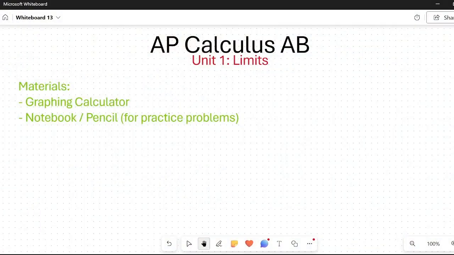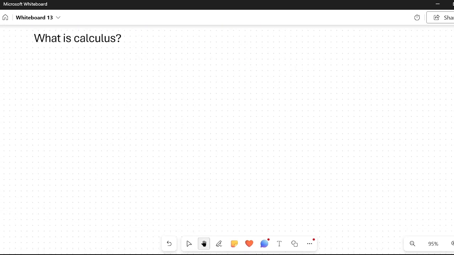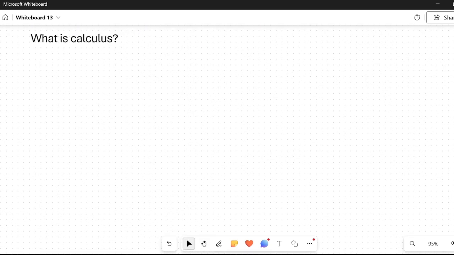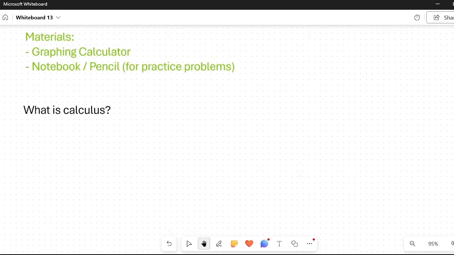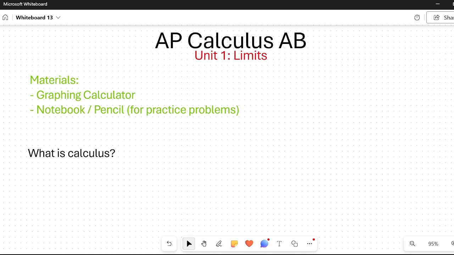Okay, let's actually start. So let's start with a simple question, right? What exactly is calculus in the first place? So calculus is essentially the mathematics of change, and typically I refer to it as infinite math, where you're evaluating things as they approach infinity.